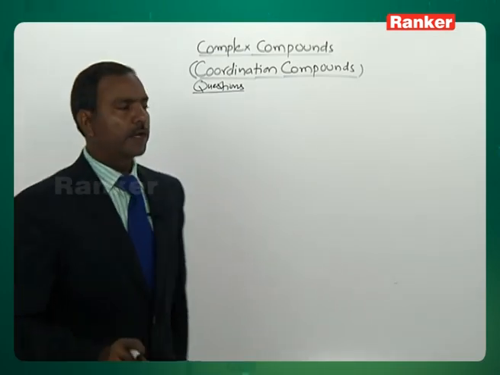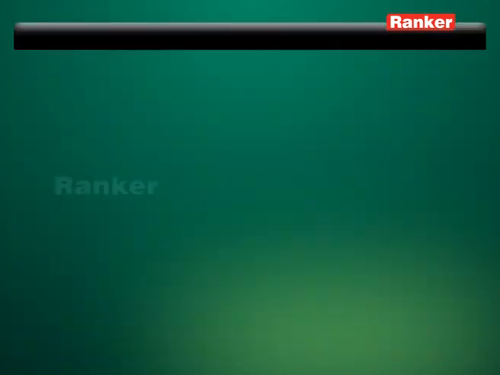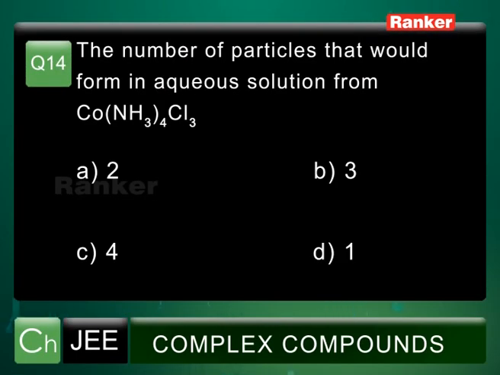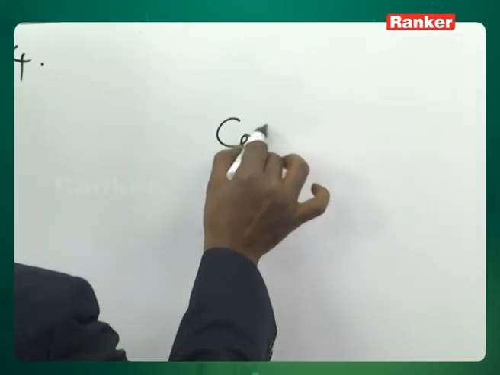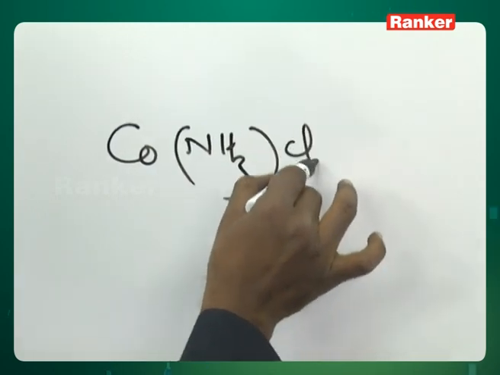Coming to question number 14. The number of particles that would form in aqueous solution from the complex Co(NH3)4 Cl3. So option A is given as 2 particles. Option B is what? 3 particles. Option C is what? 4 particles. Option D is what? 1 particle. What is the complex given? Co(NH3)4 Cl3 is given.